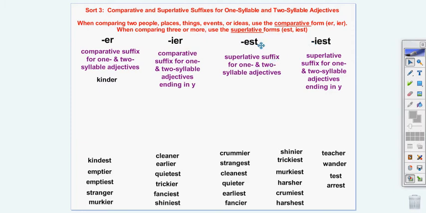Once again, if there are more than two syllables, and even for some two-syllable adjectives, we will just add more or most to the beginning. But for these here, we're just looking at these suffix endings.